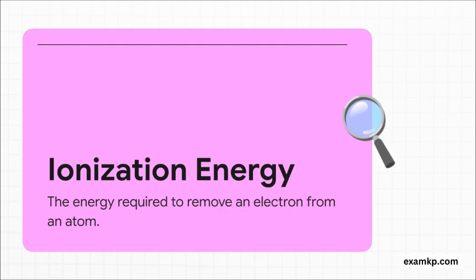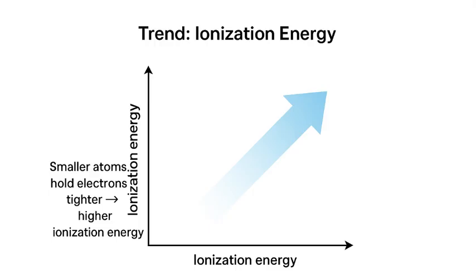Next up, we have ionization energy. This is all about how much energy it takes to completely remove an electron from an atom. You can think of it as a measure of how tightly an atom holds on to its outermost electron. And what's really cool is that this trend is basically a perfect mirror image of atomic radius.